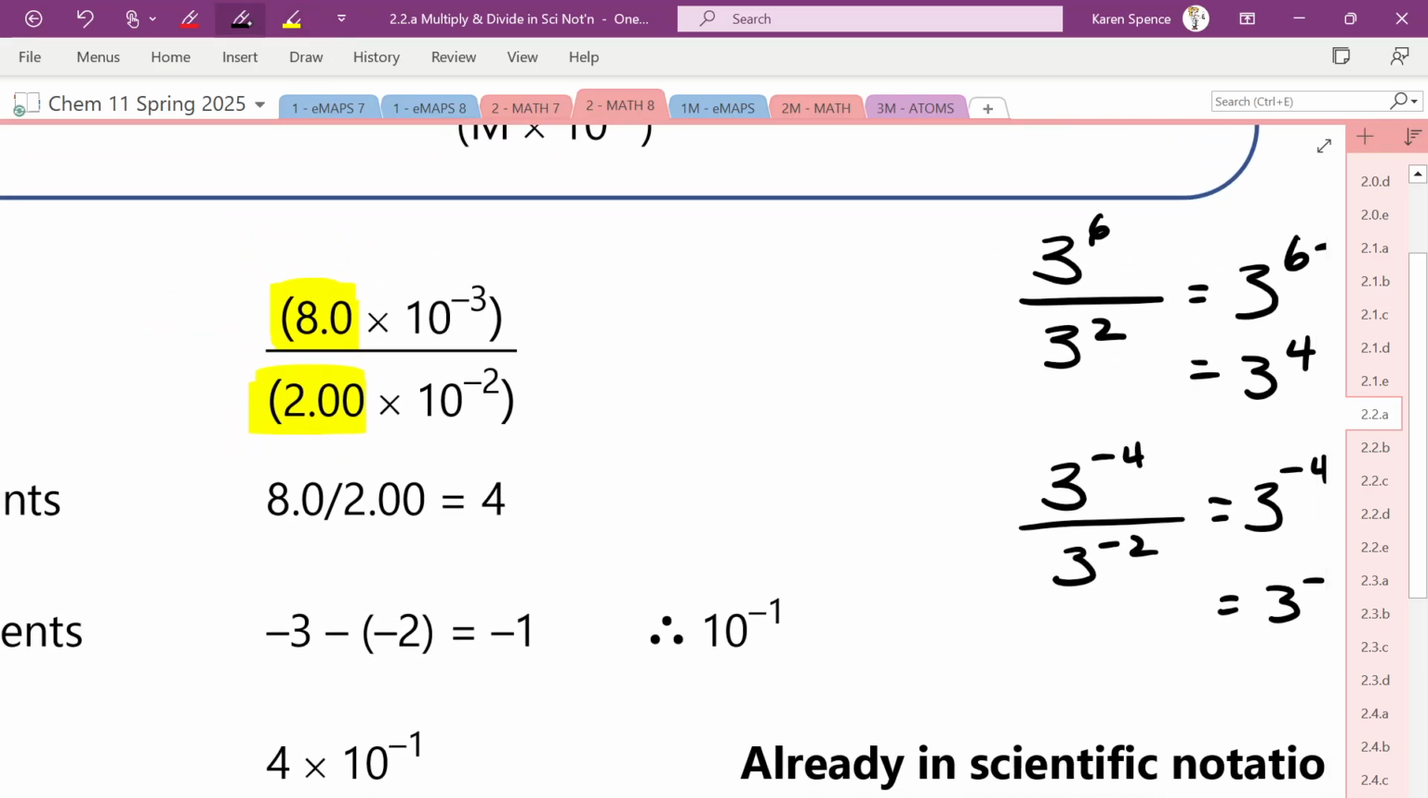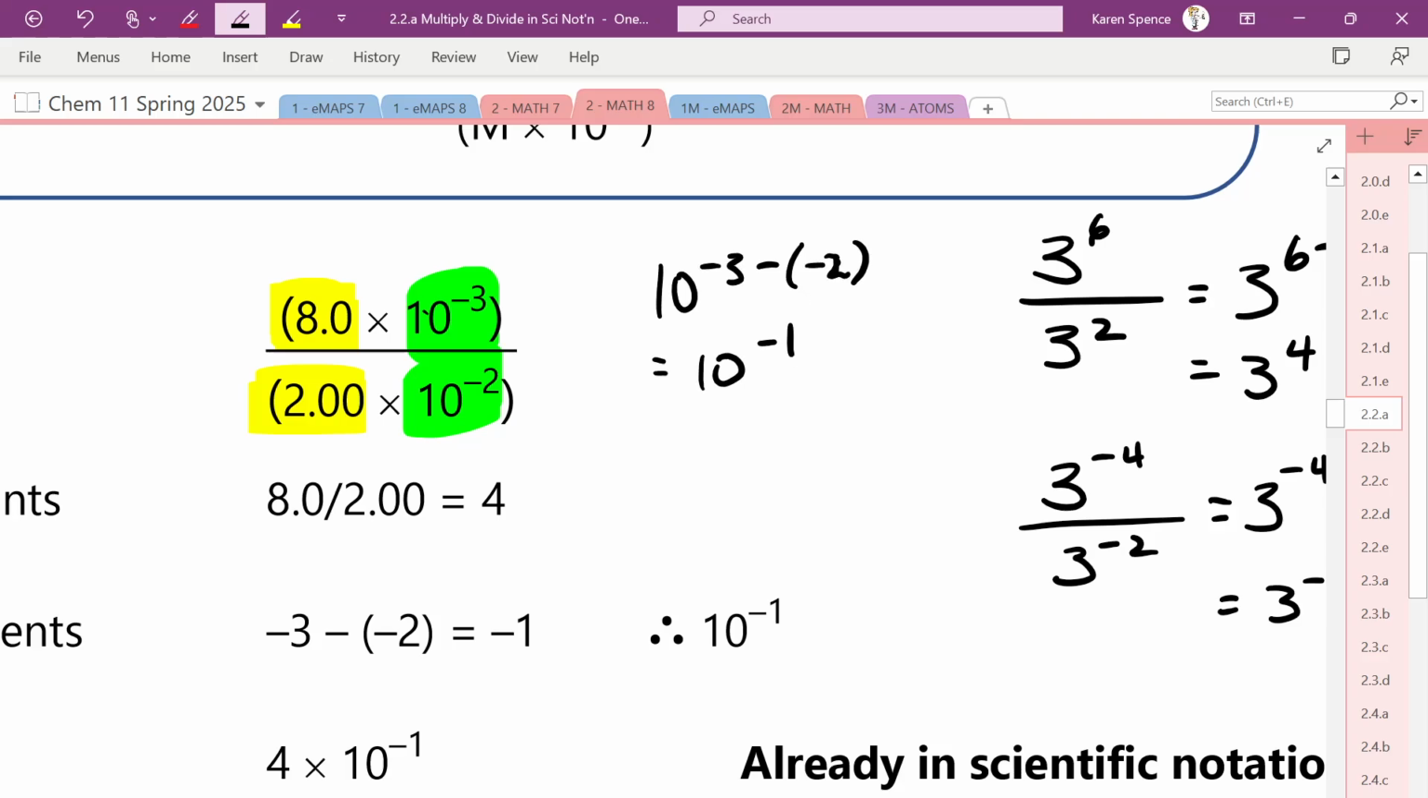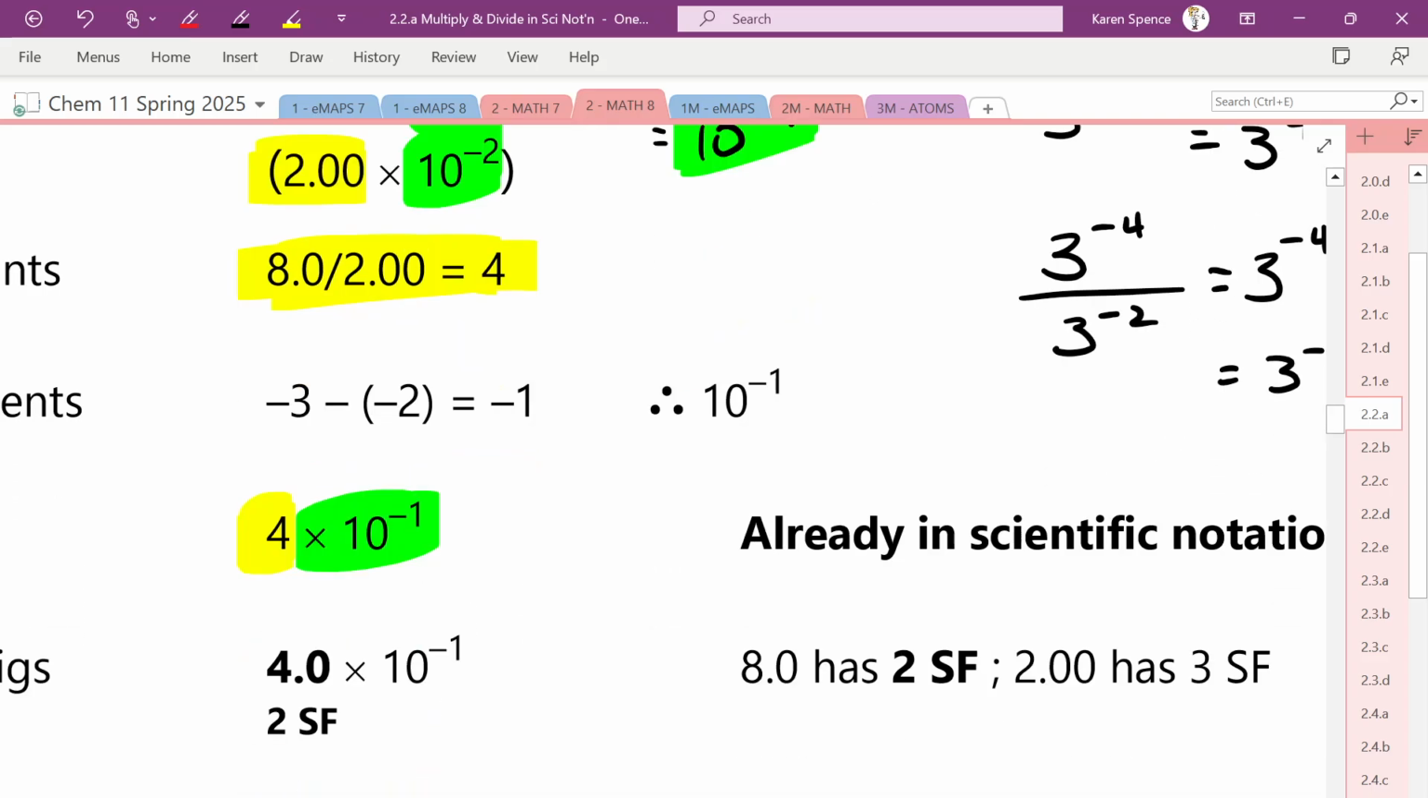Over here we have 10 to the 3 divided by 10 to the 2. So that's going to be 10 to the negative 3 minus negative 2. Sorry, that should be a 2. And that gives us 10 to the what? Negative 1. So 8 divided by 2 is equal to 4. There's our 4, and we have 10 to the negative 1. So we have 4 times 10 to the negative 1.